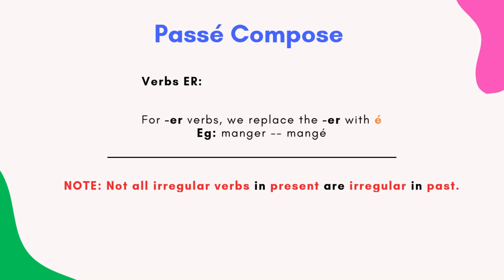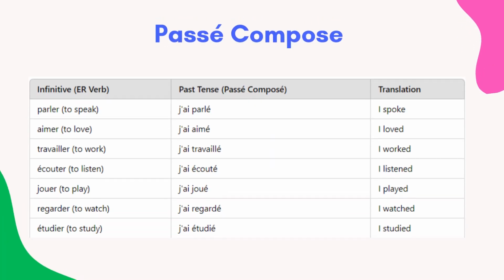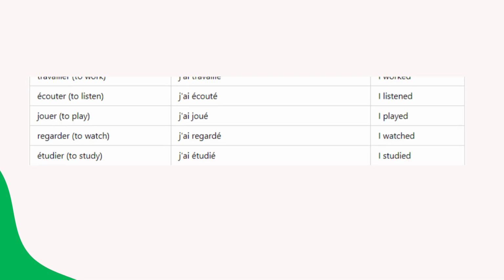So now let us see some examples of regular ER verbs. Parler, j'ai parlé. Aimer, j'ai aimé. Travailler, j'ai travaillé. Écouter, j'ai écouté. Jouer, j'ai joué. Regarder, j'ai regardé. Étudier, j'ai étudié. Hope this is clear.